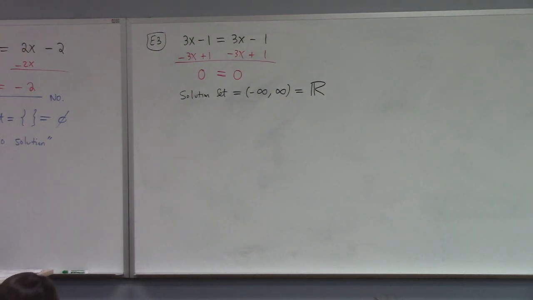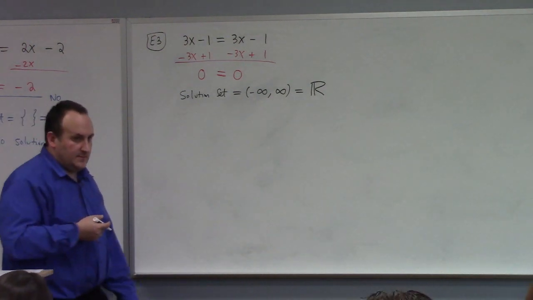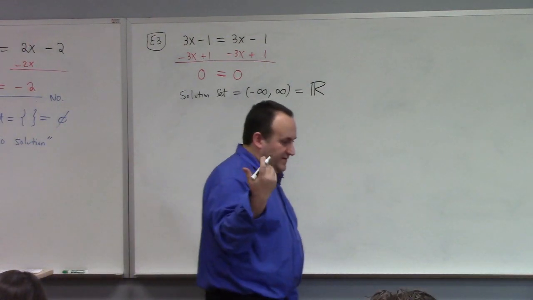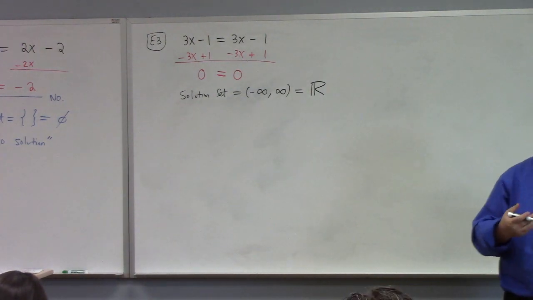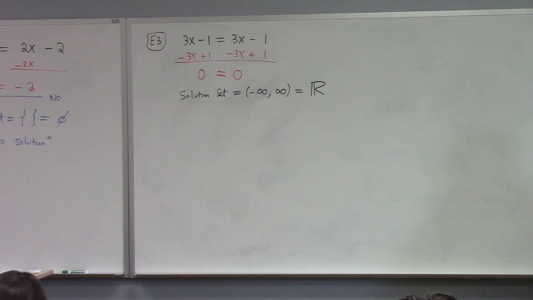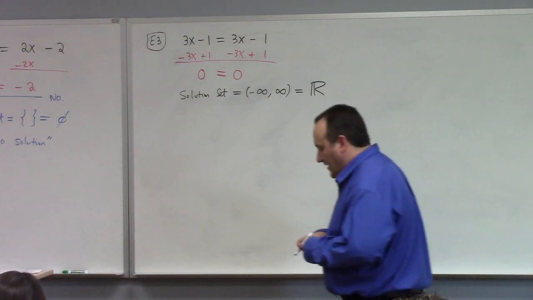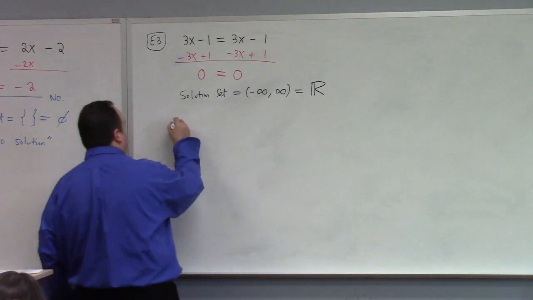So these 3 examples I've showed you, they're really quite different, aren't they? The first one had a unique solution. The second one had no solution. The third one, everything was a solution. How can we understand that this is happening? Well, I think the way to understand it is to talk about graphing. So let's talk about graphing.